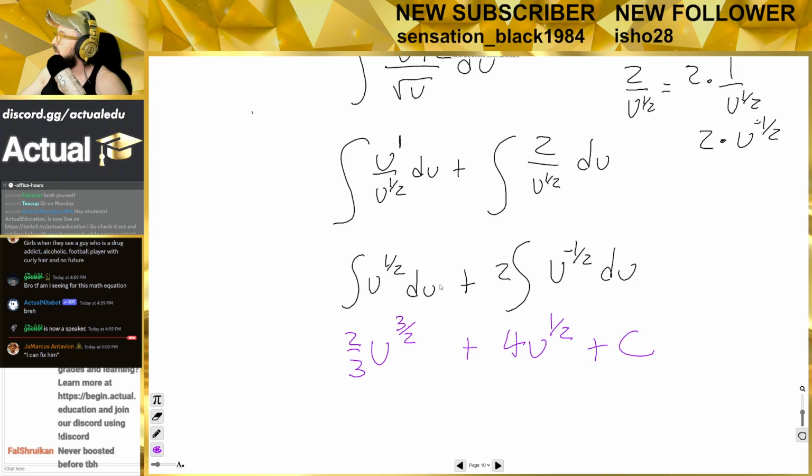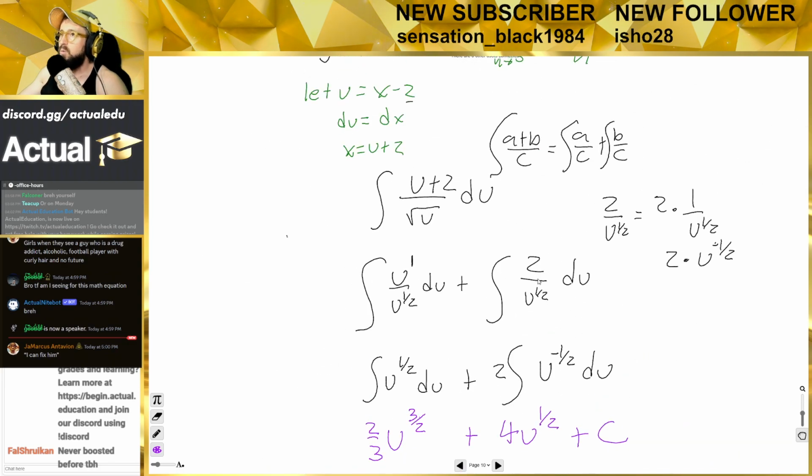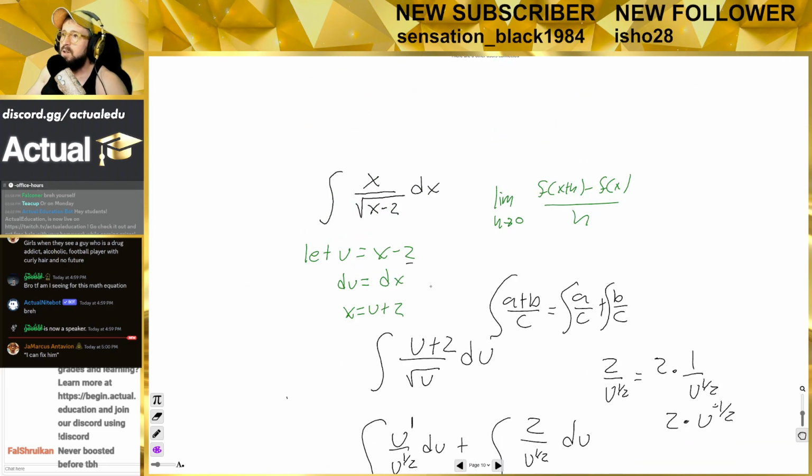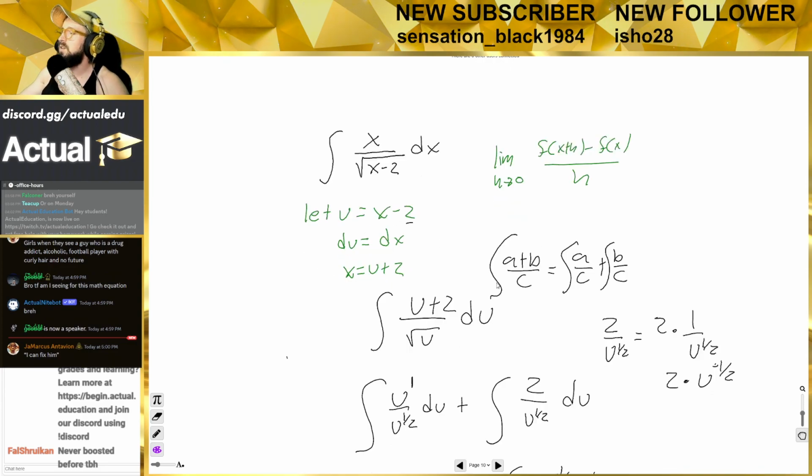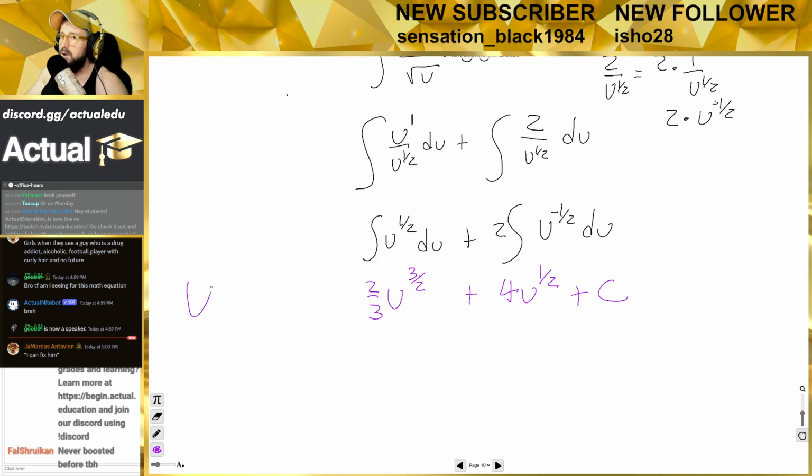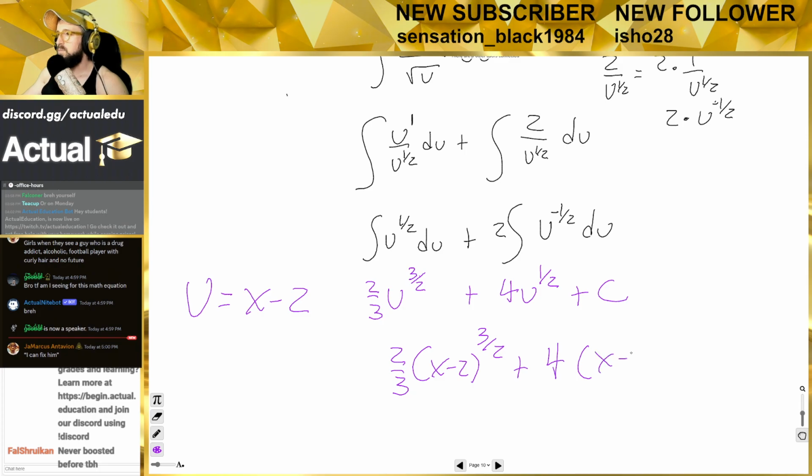But except for one little thing here, which is that our equation didn't have anything to do with u's. It was everything to do with our x's. And unfortunately, we have to go back to our x's and turn the u's into these. The way to do that is to remember that the substitution we said was u is equal to x minus 2. So if I plug that in, that's 2/3 (x minus 2) to the 3/2 plus 4 (x minus 2) to the 1/2 plus c, and you're done.